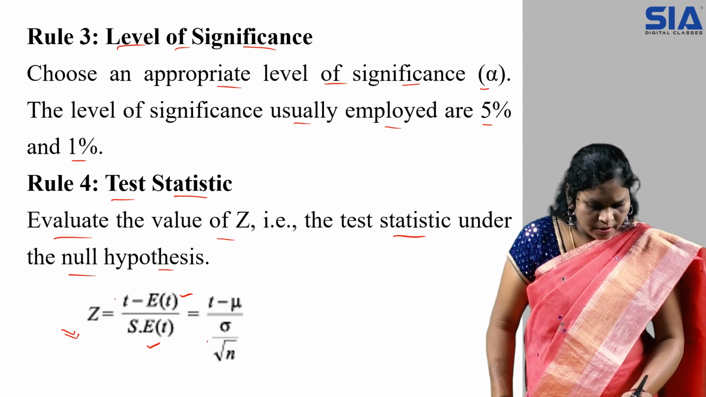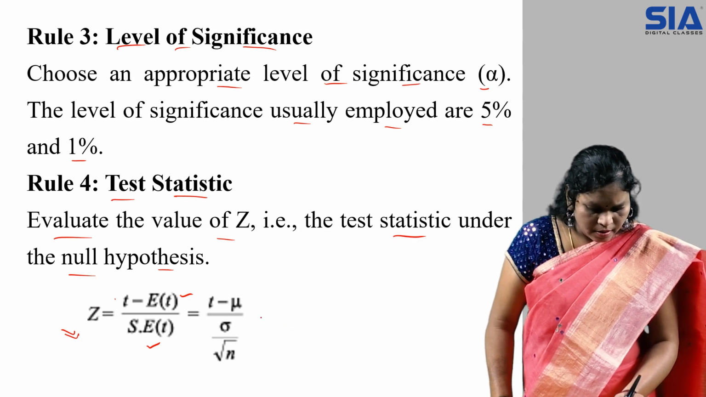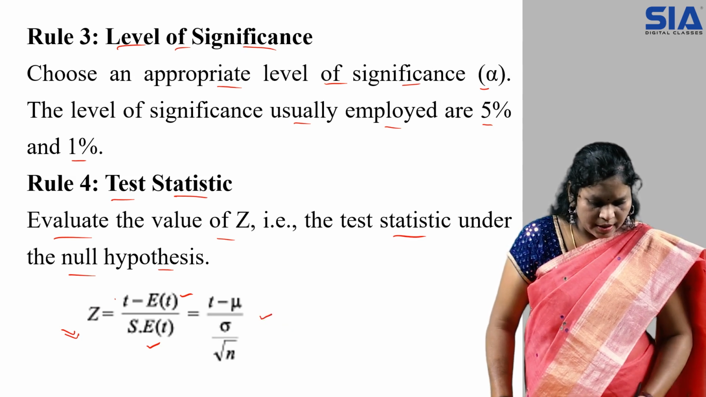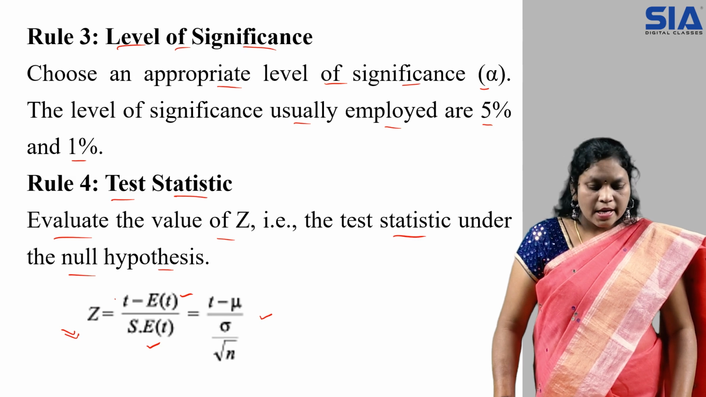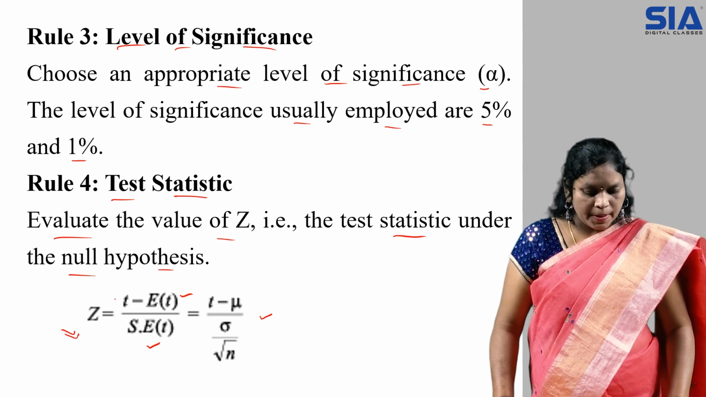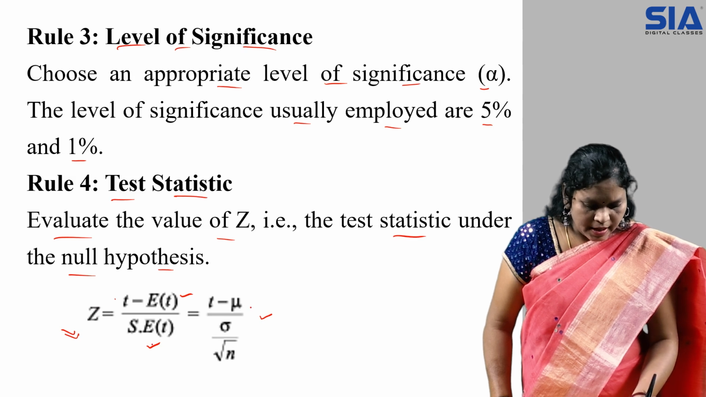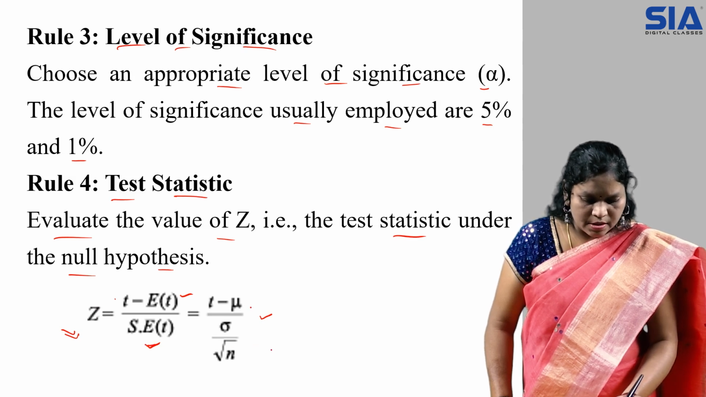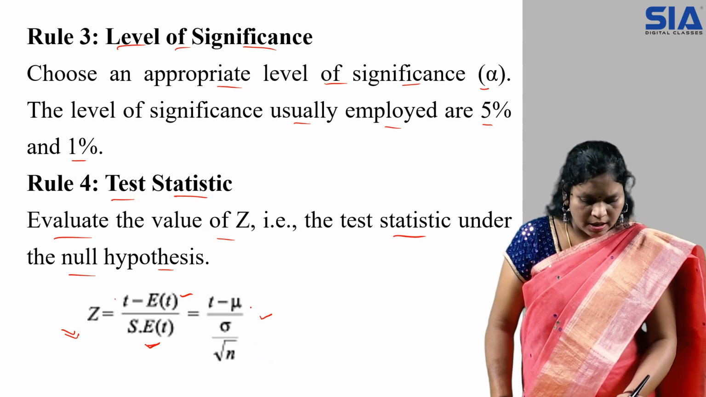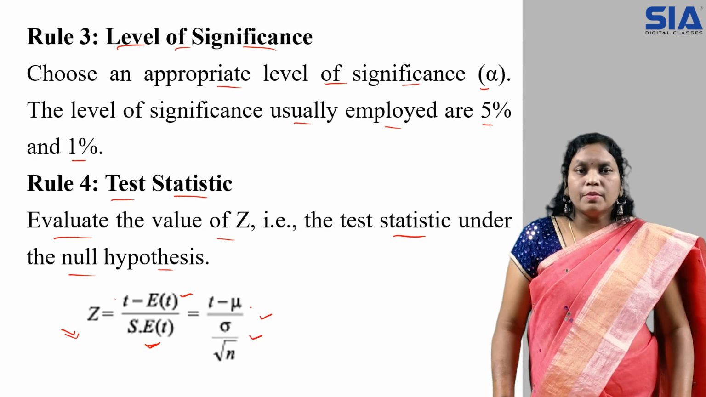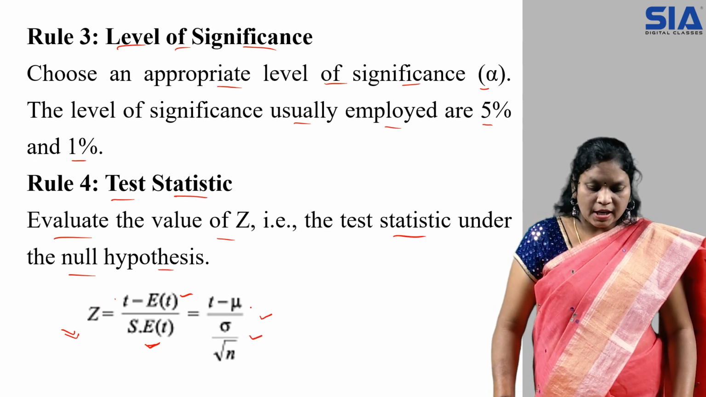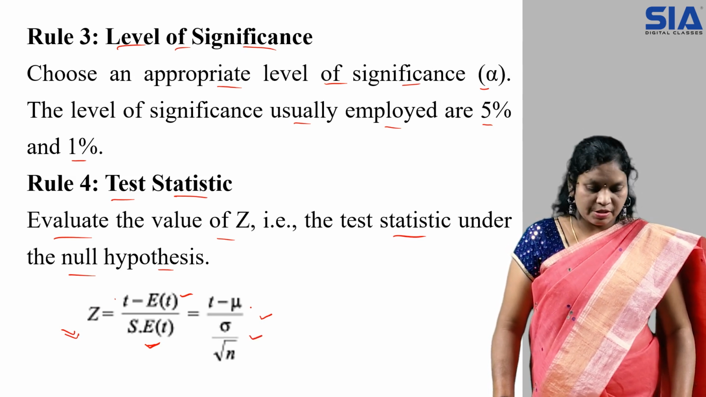So here, if it is a single mean, it will be modified like this, because we considered mean, right? So the expectation of t will be mu. So I have substituted that: t minus mu by the standard error of t. For a normal distribution for a single mean, sigma by root n will be the formula. So in this way, we will consider the test statistics formula.